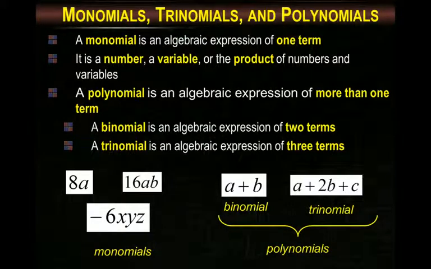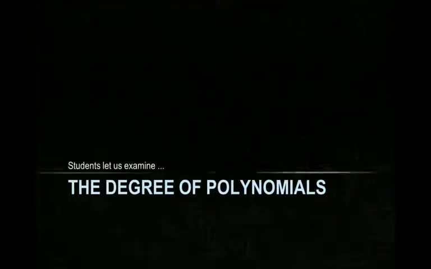Okay? So it's just words, fancy words that mathematicians are using. Don't be confused by them. Okay? Monomial 1, binomial 2, trinomial 3, polynomial more than one. Okay? You could, yeah, you could call it that. Okay.